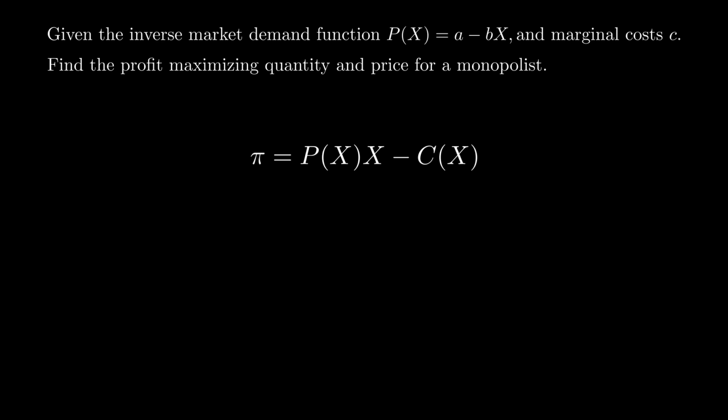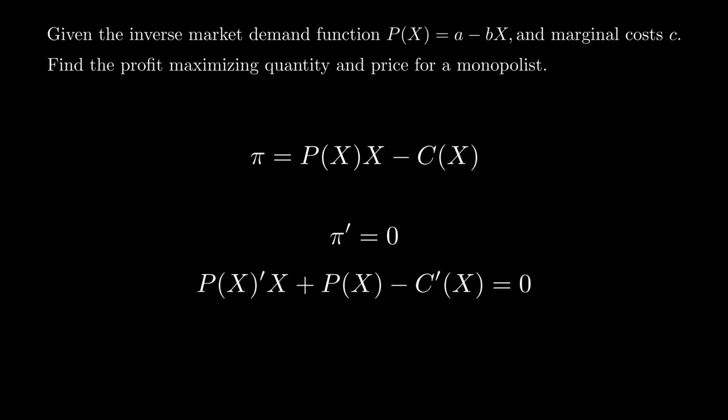We can now find the profit maximizing quantity by finding the apex of the profit function. We can find the apex by taking the derivative of the profit function and setting it equal to 0. Then we use the product rule to get this equation. And we know the expression for P of x and the marginal costs from the question, so from this equation we get the next one.